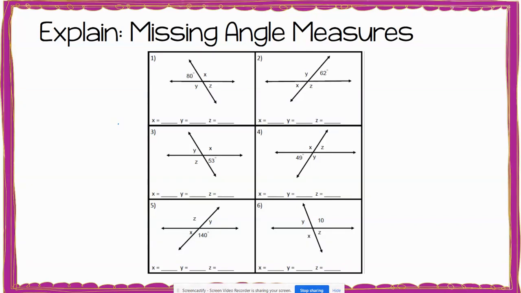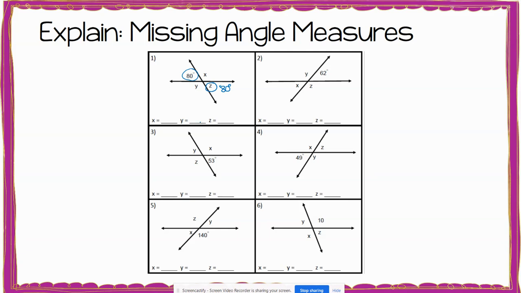Today, we're going to use what we know about complementary, supplementary, and vertical angles to find the unknown values of angle measures. Let's look at number 1. You'll see that you have two intersecting lines, which means that these are going to create vertical angles. Well, I know that vertical angles can make opposite angles congruent to each other. So this means that 80 degrees is congruent to Z. So I know that Z has a value of 80 degrees.